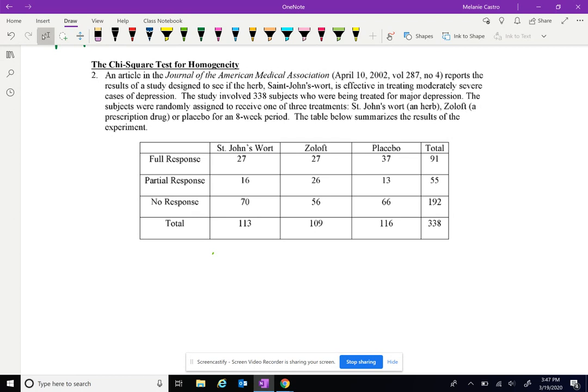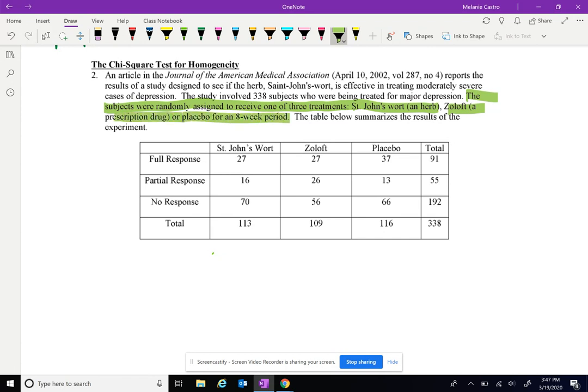So there's an article in the American Medical Association Journal that reported the results of a study to see if the herb St. John's wort is effective in treating moderately severe cases of depression. The study involved 338 subjects who were being treated for major depression. The subjects were randomly assigned to receive one of 3 treatments. So that's our clue. There's one group, right? And they're randomly assigned to these different treatment groups: St. John's wort, Zoloft, or placebo.